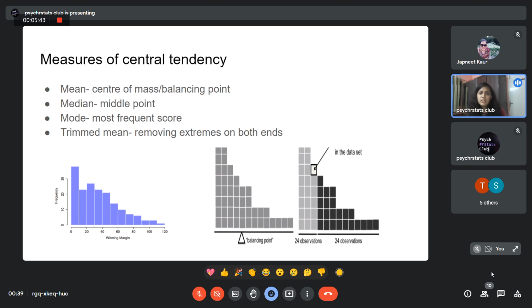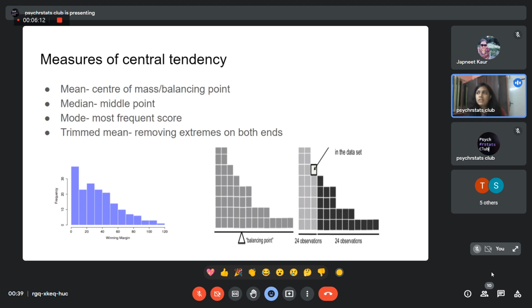So if you are looking at the scores that a class has got in an exam, you can look at what kind of score is most frequent. So you'll understand where the class stands and what kind of scores most people are getting. Or you can look at the mean, where you understand what is the average score the class is getting. But mean gets problematic when you have outliers in your data.